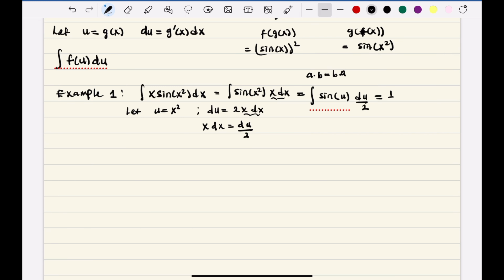This is going to give us 1 divided by 2 times the integral of sine of u du. If we integrate this, we have 1 over 2, and integrating sine u gives negative cos u plus c, which is negative 1 over 2 times the cos of u. What's our u? Our u is x squared, then plus c, and we're done.